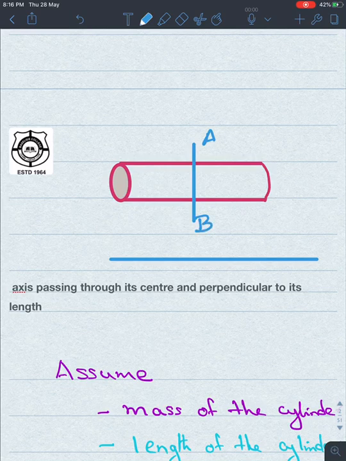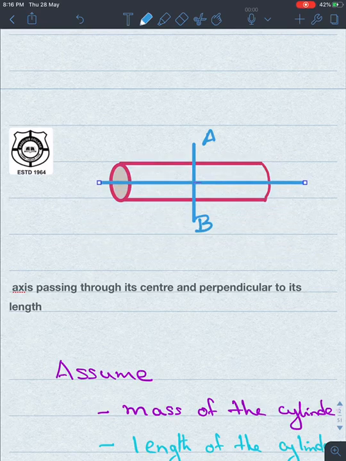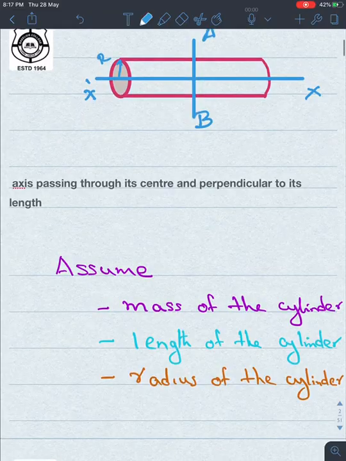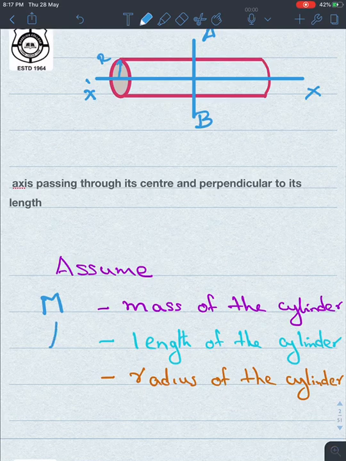and perpendicular to its length, say x prime x. We assume that the radius of the cylinder is r and mass is m. So what we have assumed: mass is m, length is small l, that is from here to here, and radius of the cylinder is r.